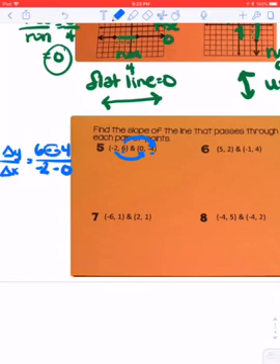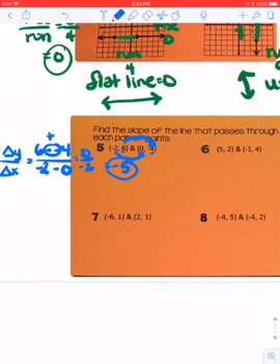Okay, now with this one, those two negatives become a positive. So 6 plus 4 is 10. And negative 2 minus 0 is going to be negative 2. So 10 divided by negative 2 is going to be negative 5. And that's going to be my slope.